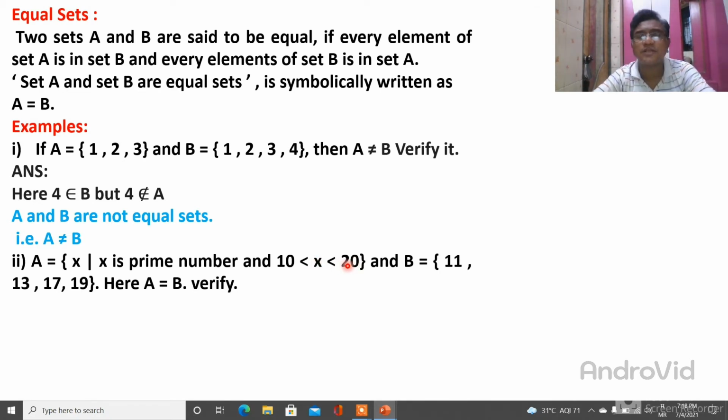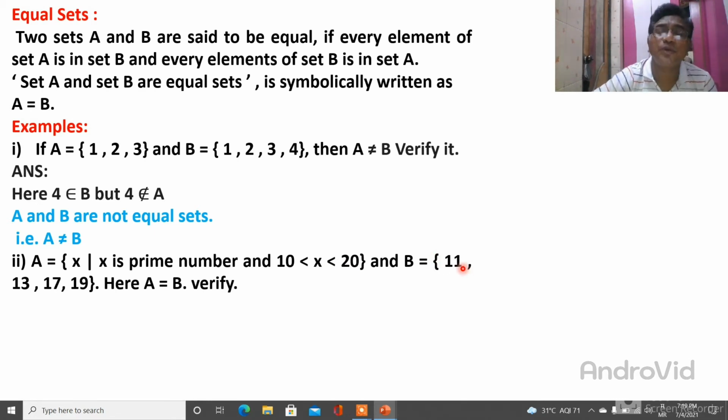Here it starts at 11, 12, 13, 14, 15, 16, 17, 18 and 19, because it is said that X is greater than 10. So X is greater than 10, and 10 is smaller than 11. So 11, 12, 13, 14, 15, 16, 17, 18 and 19. Why not 20? Because X is smaller than 20. So up to 19.